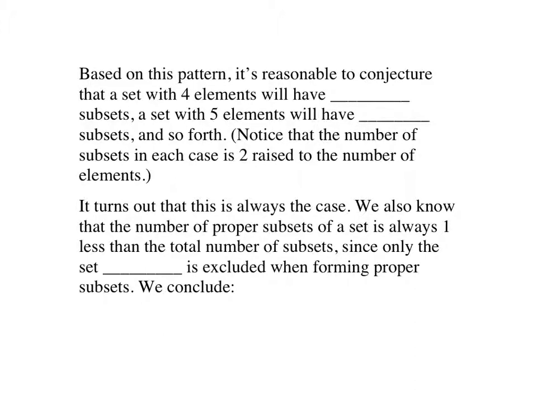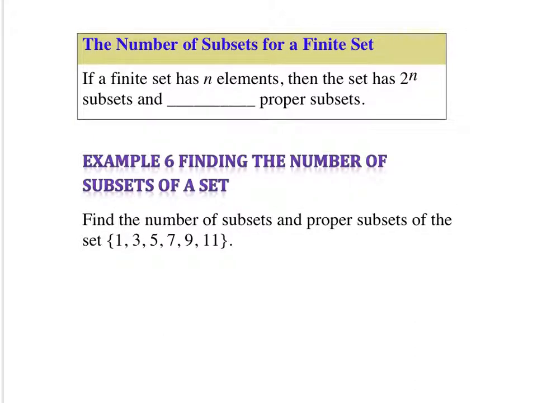Then we can make the conclusion that for a finite set, meaning if a finite set has n elements, notice that the set has to be finite, it cannot be infinite. If a finite set has n elements, then the set has 2 raised to the power of n subsets, and 2 raised to the power of n minus 1 proper subsets, meaning proper subsets is all the subsets minus the set itself. So that's the definition here.